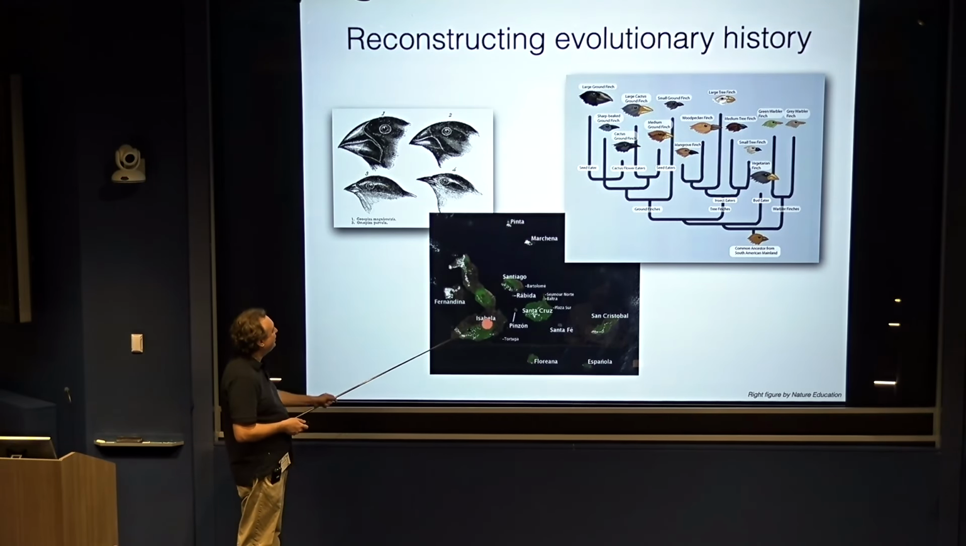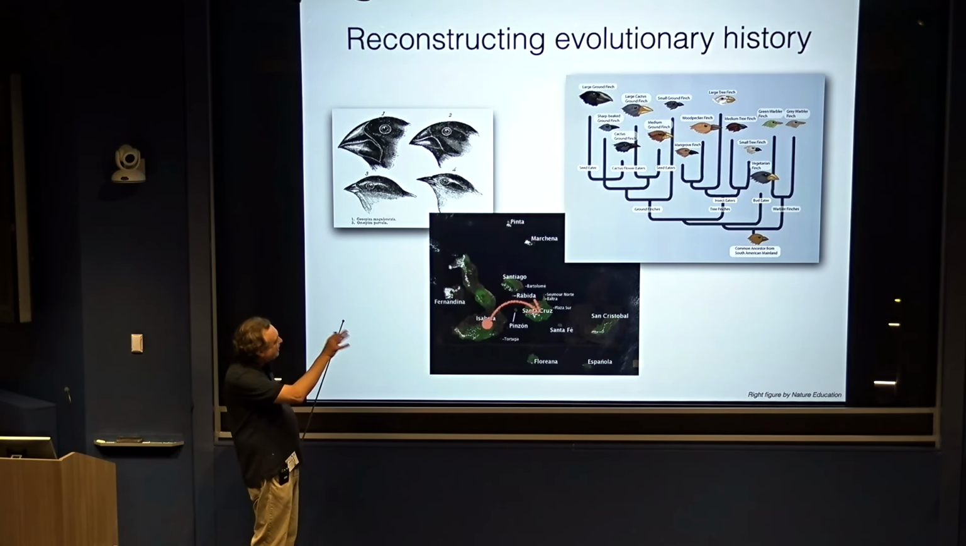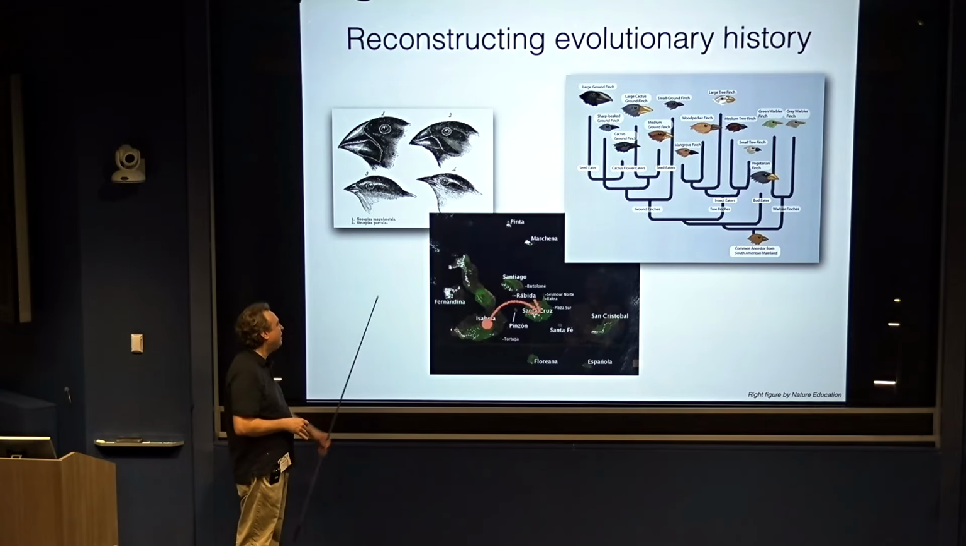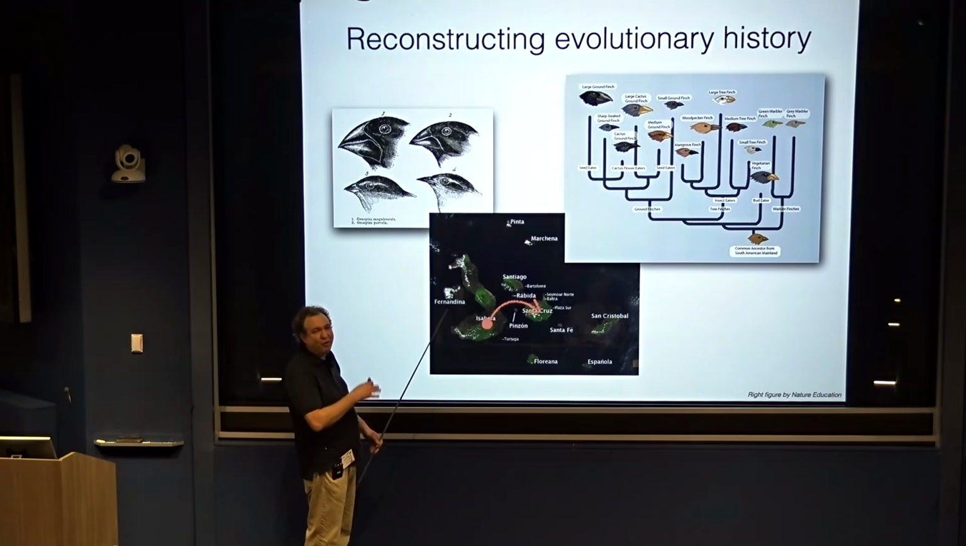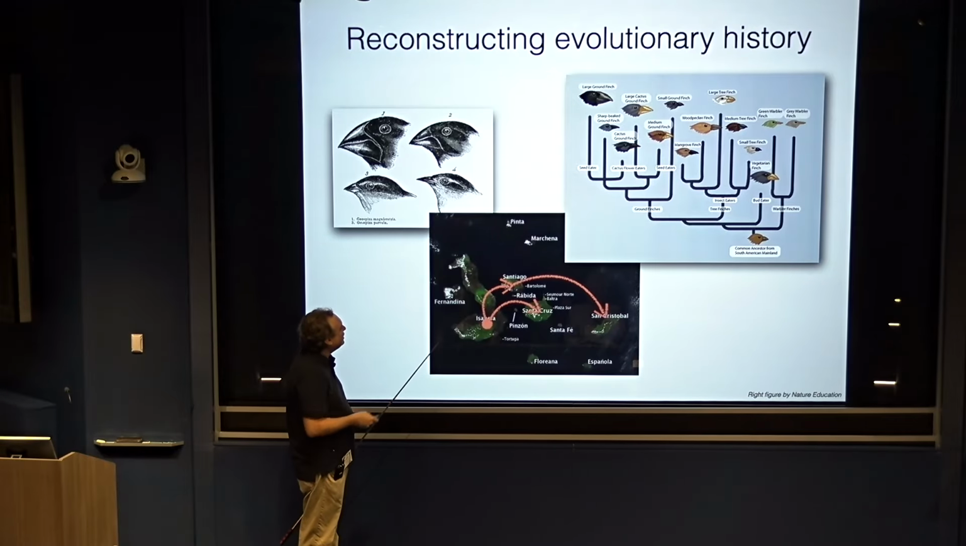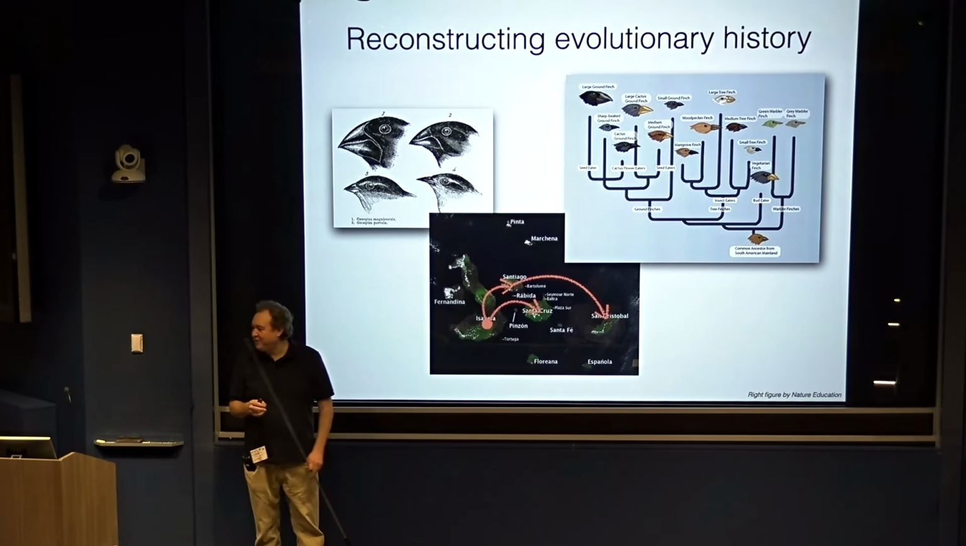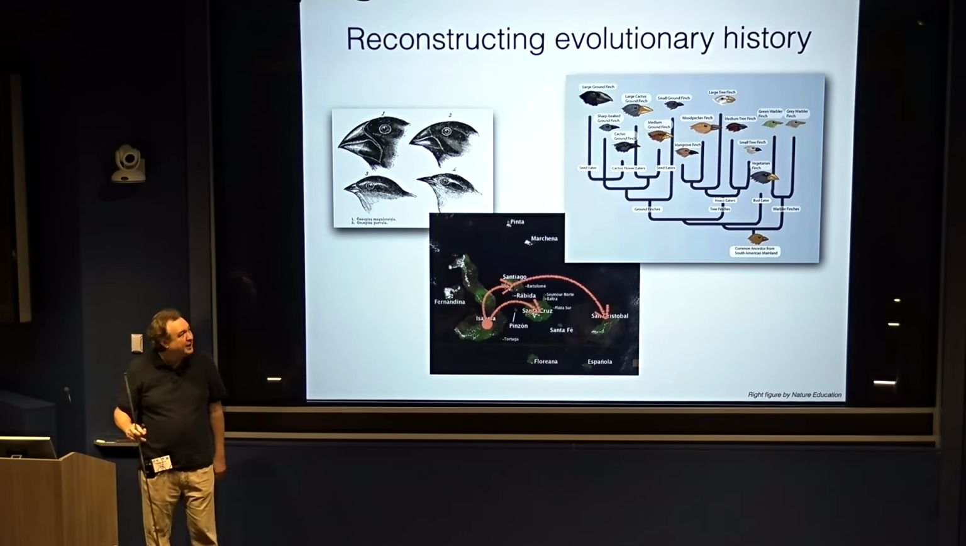maybe an original species on some island here in the Galapagos Islands, and then some group of birds migrated to a different island, got cut off reproductively from the first one, adapted to a different environment, formed its own species, and then the process repeated itself. Another group went to a different island, a subgroup went to another one, and so forth, until you have the current diversity of Darwin's finches that you observe today.